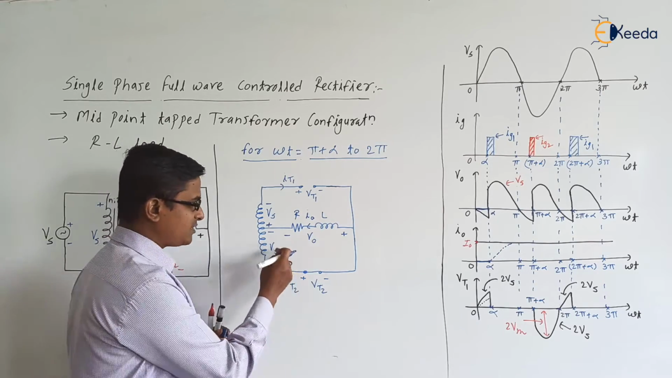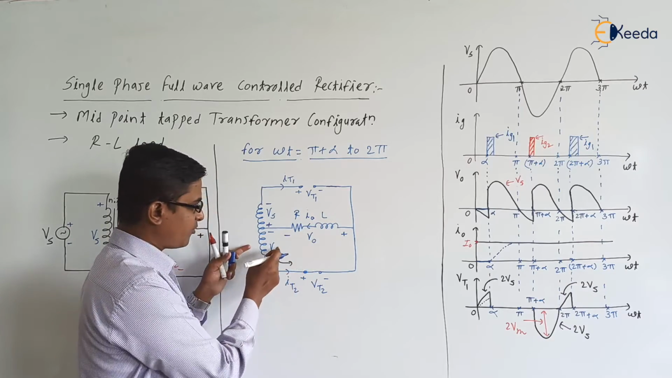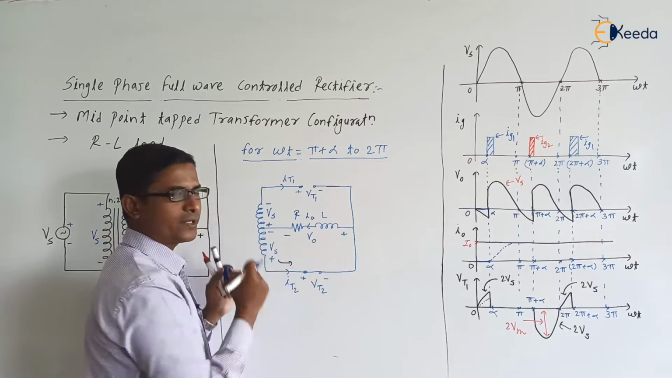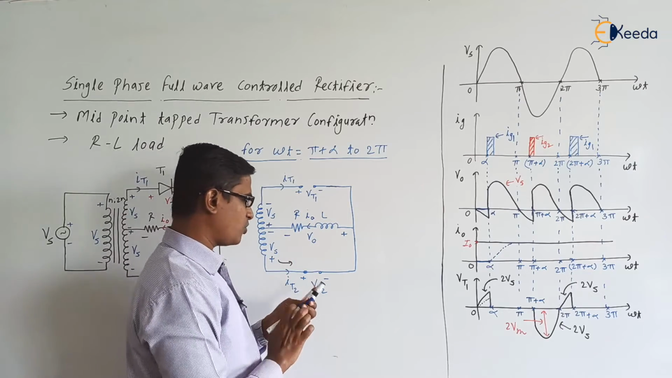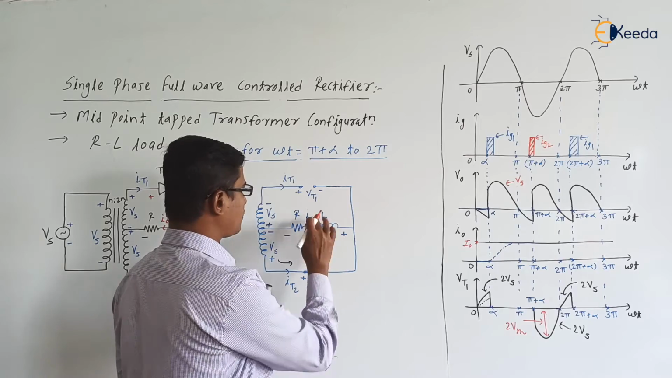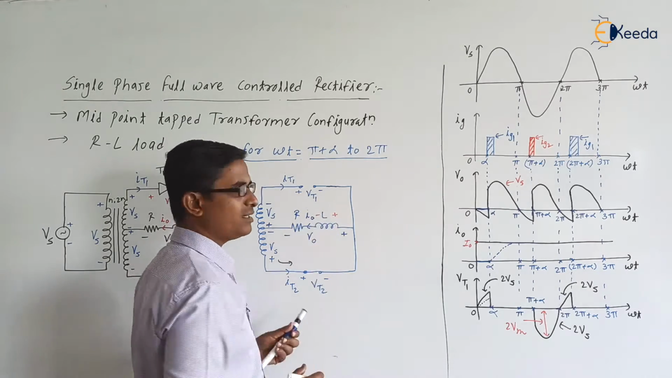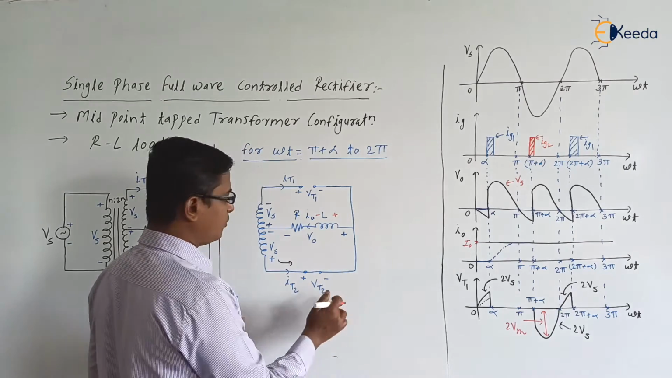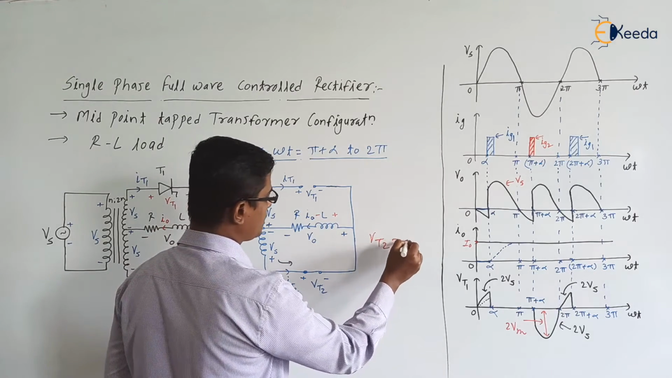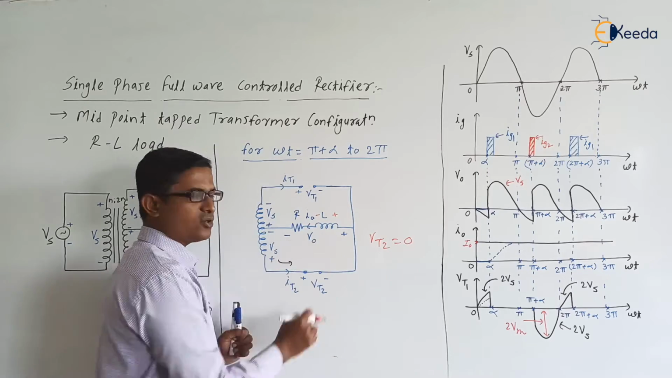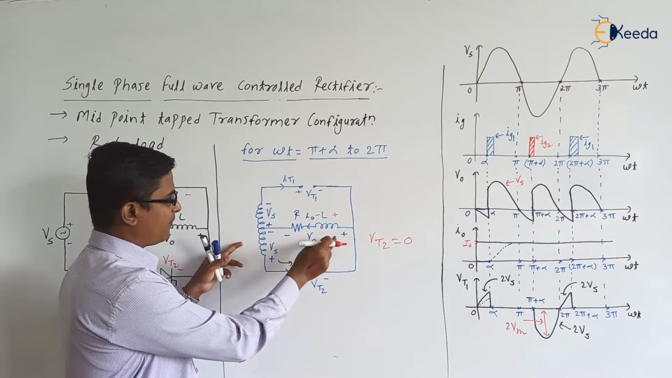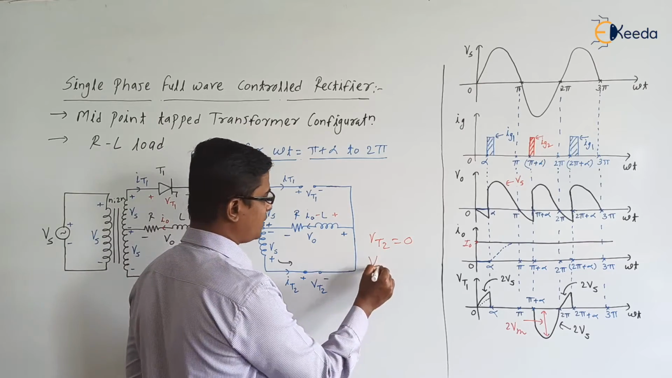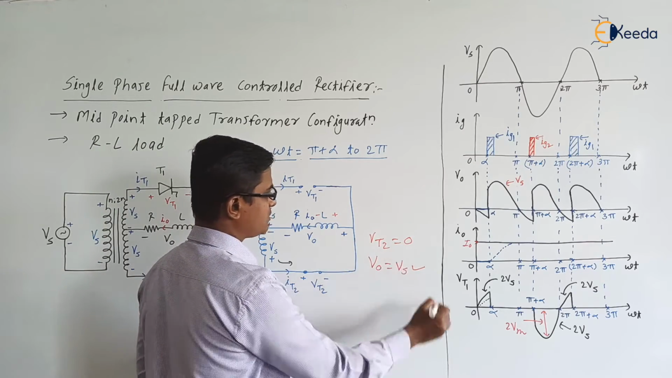After pi plus alpha, thyristor T2 turns on. So current starts flowing from Vs, T2, load, and again back to the Vs. Means in this loop the current will be flowing. So here the load inductor goes on storing the energy. Now during this interval, what is the Vt2? Vt2 is equal to 0. What is the V0? Apply KVL: minus V0 plus Vs is equal to 0. So V0 is equal to Vs. Are you getting the point?